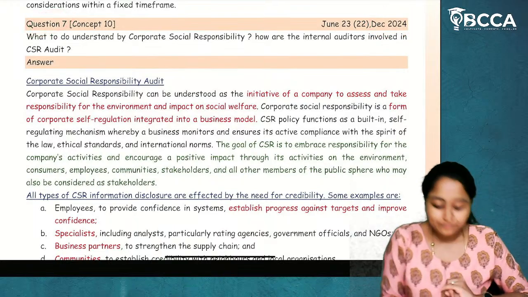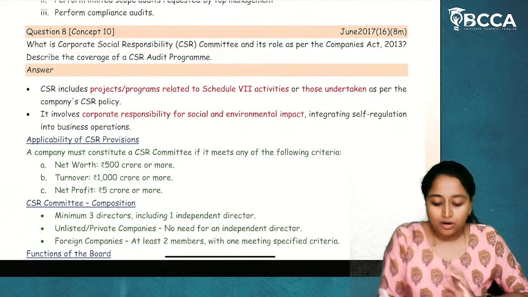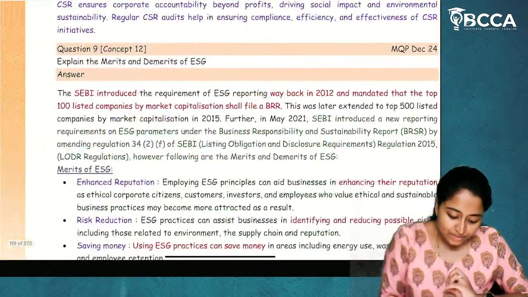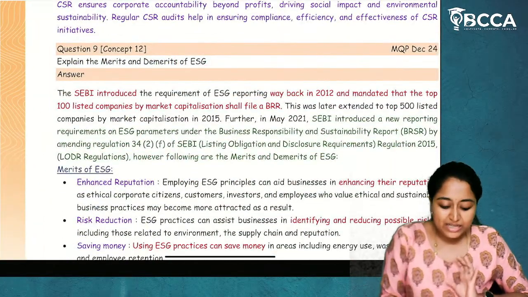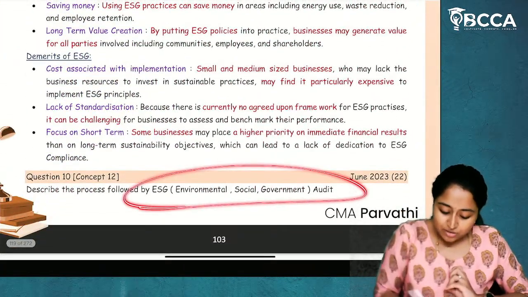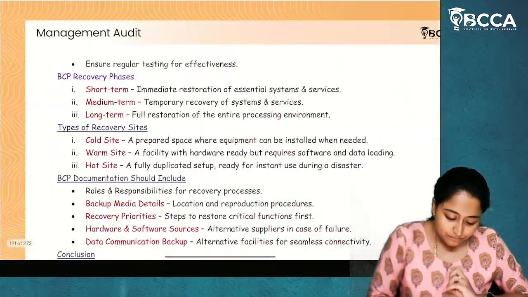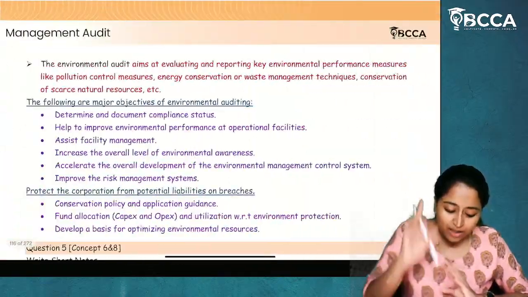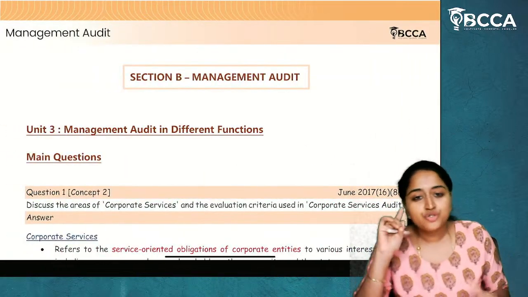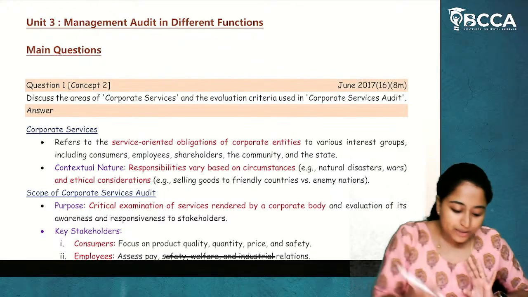Question number 7. Next, here also the CSR committee, which you have in your law, regarding that a question was asked in the June 2017 attempt. Then about ESG audit, merits and demerits of ESG, MQP December 24. This is also regarding ESG audit. If you see across all the different functional audits, one question is being asked in the examination. So you have to prepare all the different functions of audits. I hope it is clear.